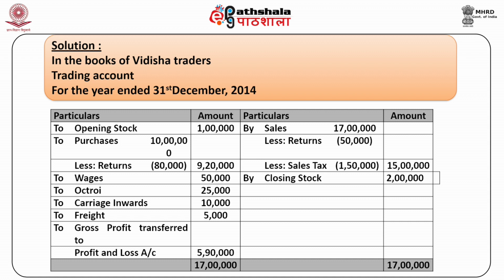Let's come to the right hand side. By sales 17 lakhs, less sales return 50,000, less sales tax of 1,50,000. So the net sales are 15 lakhs and the closing stock is 2 lakh. The balancing figure is gross profit transferred to profit and loss account 5,90,000 because the two sides must have the same total.